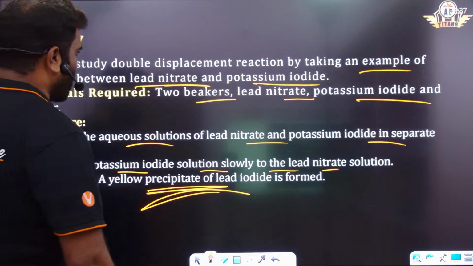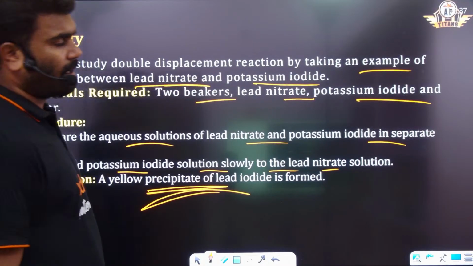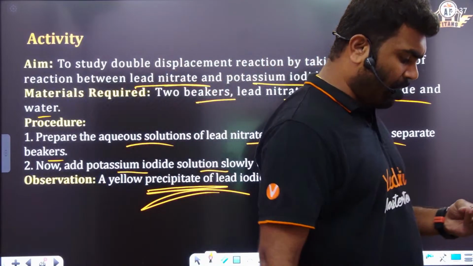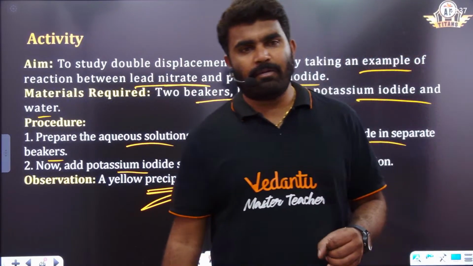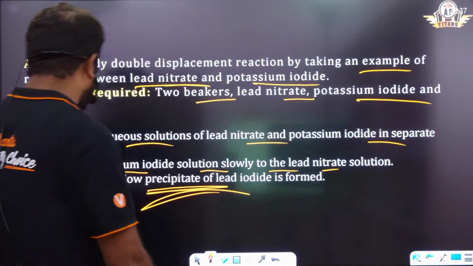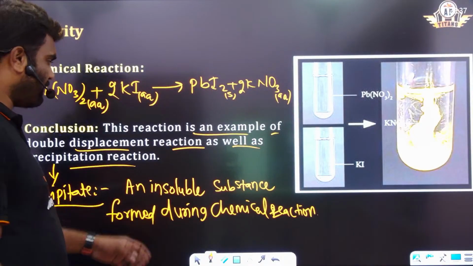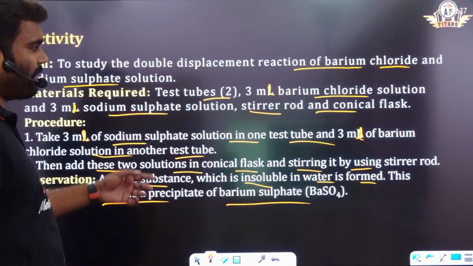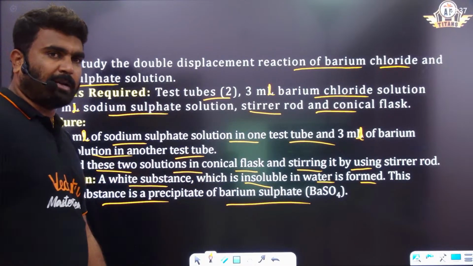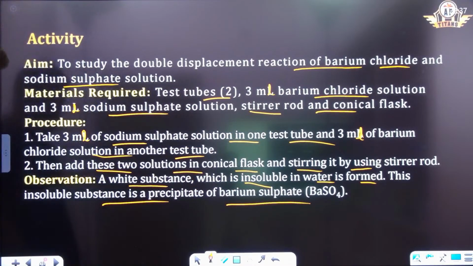And the double displacement reaction, lead nitrate with potassium iodide, so a yellow colored precipitate will be formed. So this is a double displacement reaction. And we have seen this activity also with barium sulfate and sodium chloride, where a white colored precipitate is formed, right?